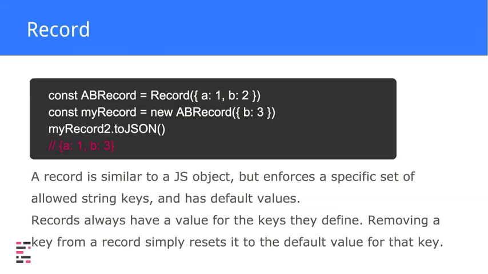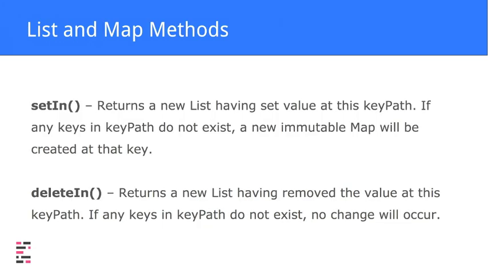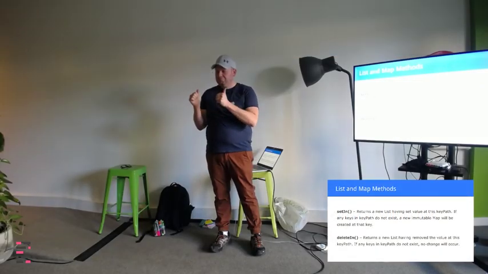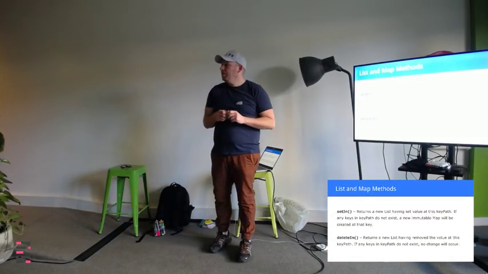A record is very similar to a JavaScript object, but it enforces a specific set of allowed keys, and it has default values. So if you actually go in and delete one of the keys, it'll repopulate with the original default value. Pretty cool. It's similar to a named tuple. Yeah, but with defaults, yes.